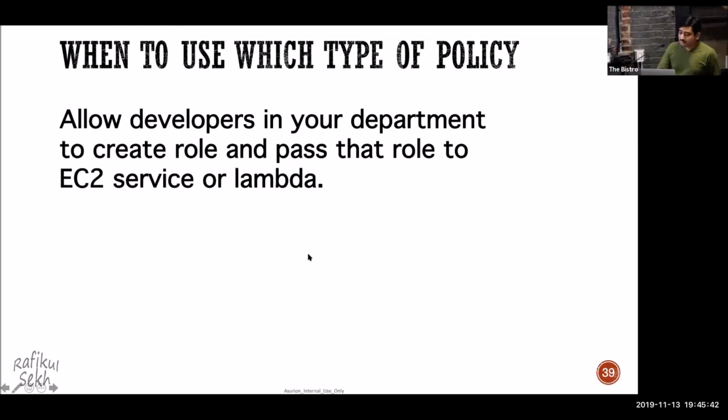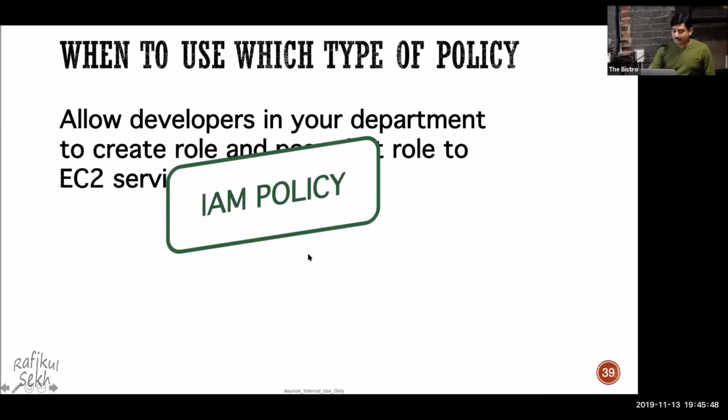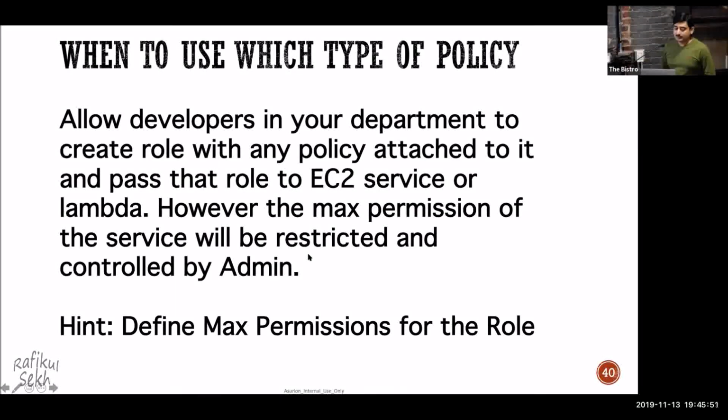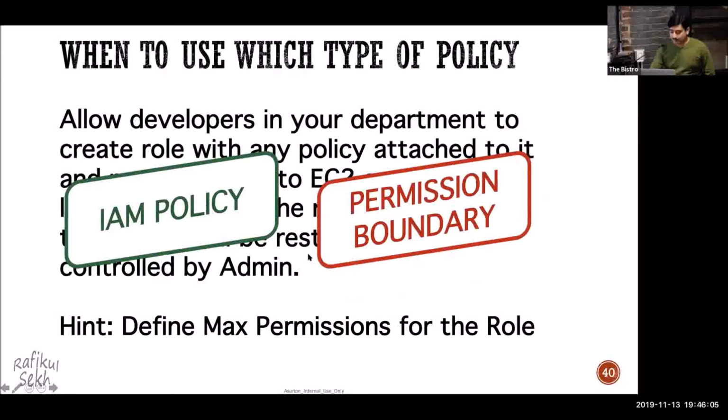Then, allow developers in your department to create role and pass that role to EC2 or Lambda. We need to give IAM policy to allow, because that is a permissive policy. However, when we want to allow developers to create the role, but we want to restrict them within a particular boundary, in that case, we are going to use permission boundary, right? IAM policy and permission boundary.